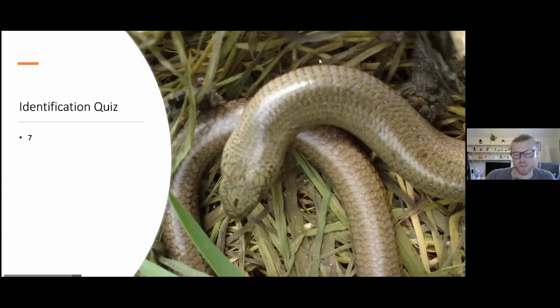Excellent. Most of you got slow worm. That's exactly what I want to see. Shiny overall appearance. Very little distinction between the head and body. Well done to everyone that got male as well. So male, uniform color, usually brown or gray. You can actually see a few blue dots on it as well. Just a few, which definitely make it a male. So well done on that.